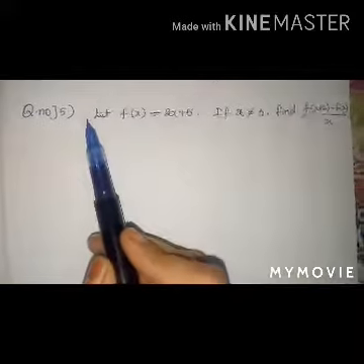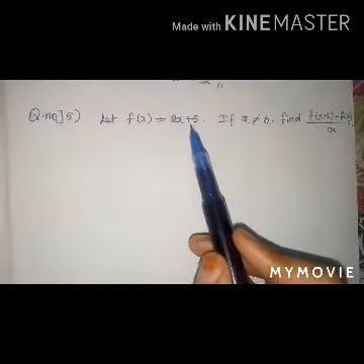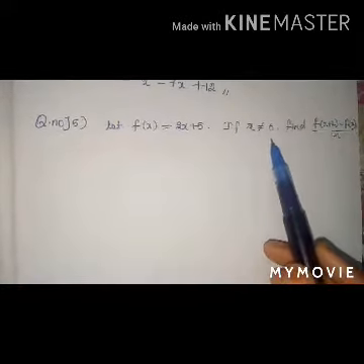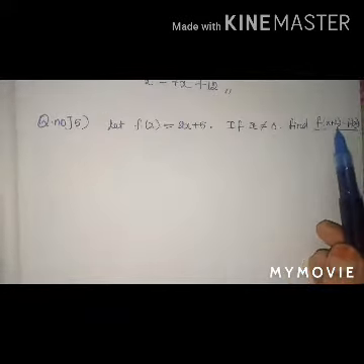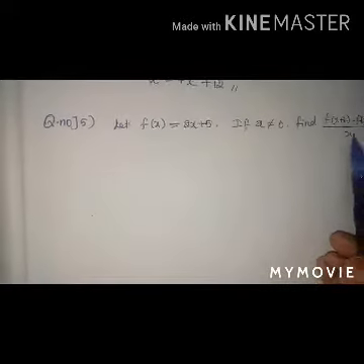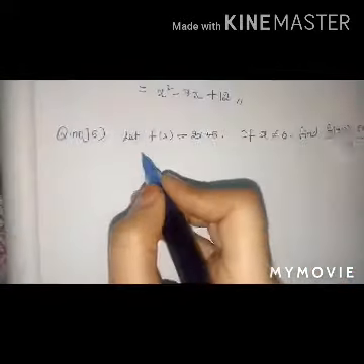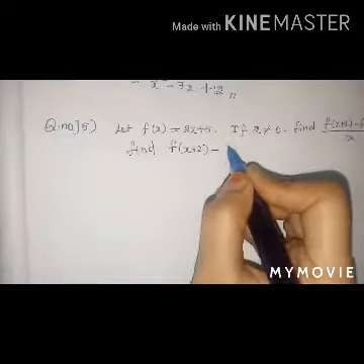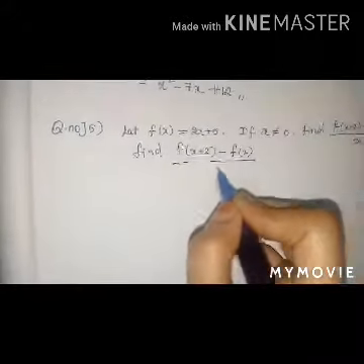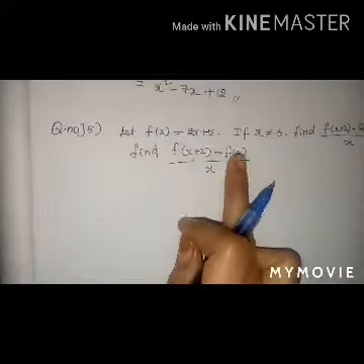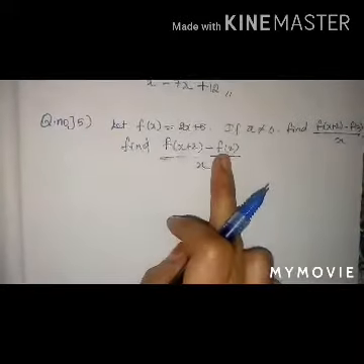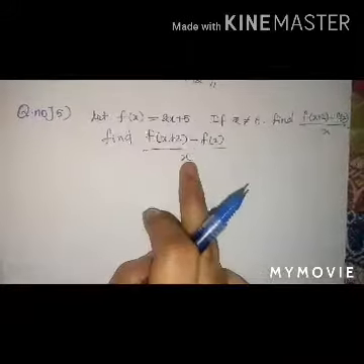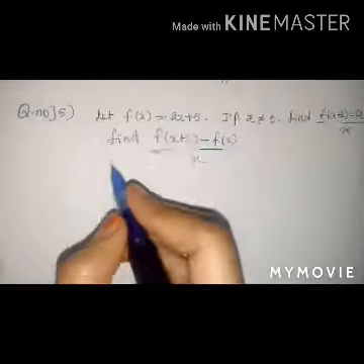Next question number 5. Let f of x be equal to 2x plus 5. If x is not equal to 0, find f of x plus 2 minus f of 2 by x. What did they ask to find? f of x plus 2 minus f of 2 by x. We have two functions here. One is f of x plus 2, and the other one is f of 2. We have to find the two function values and then we can substitute in this term.